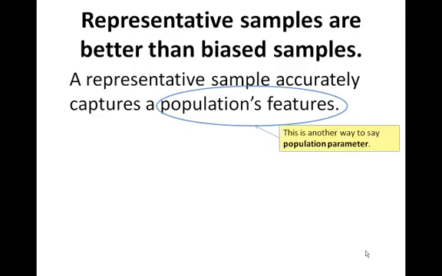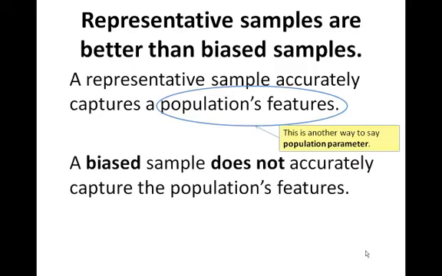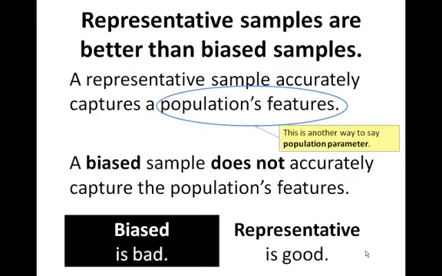When we talk about population features, another way to define this is to say that this is a population parameter. So we're trying to estimate the population parameter from the sample. Remember that a biased sample does not accurately capture the population's features or the population parameter. And remember, biased is bad and representative is good. You could also say biased is bad and representative is rad. That's a bit 80s, but it might work for you as well.